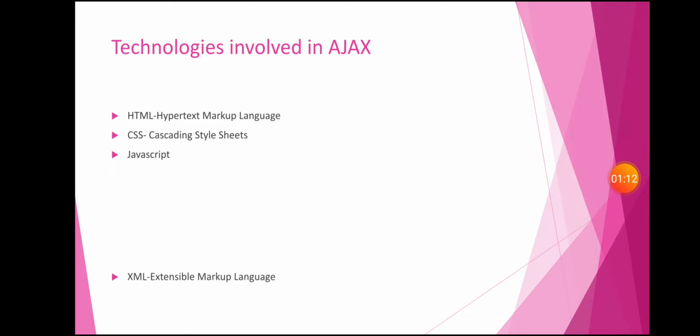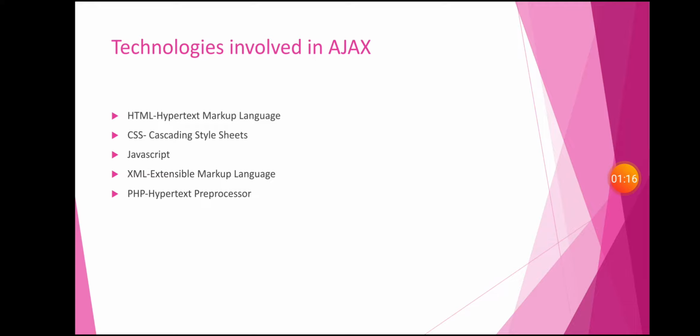The technologies involved in Ajax are HTML, Hypertext Markup Language, CSS, Cascading Style Sheets, JavaScript, XML, Extensible Markup Language, PHP, Hypertext Preprocessor. These are the programming languages where HTML and CSS are used to make requests, and XML and JSON are the request formats, and PHP is used at the server side.